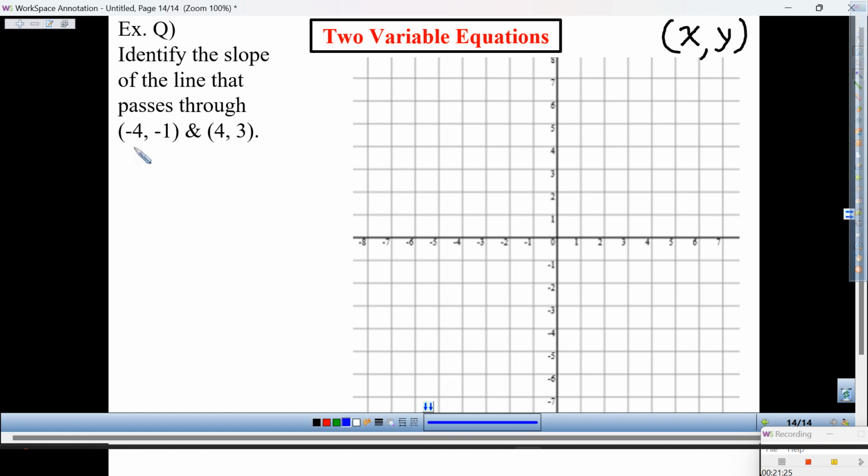My first coordinate, we got -4 of x and -1 of y. So let's go to -4 of x. -4 is right here. -1 of y is right here. And where do they meet up? If I go straight to the left from -1 and down at -4, my first point is right there.